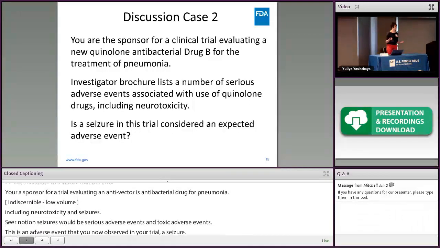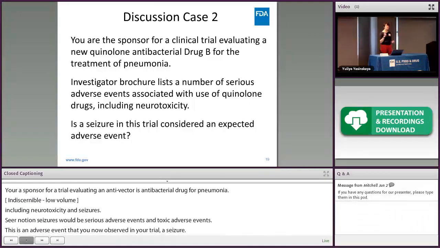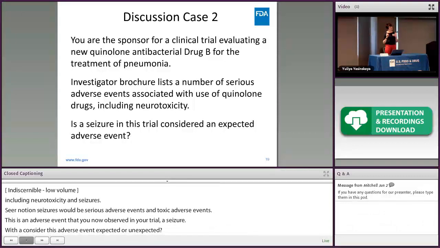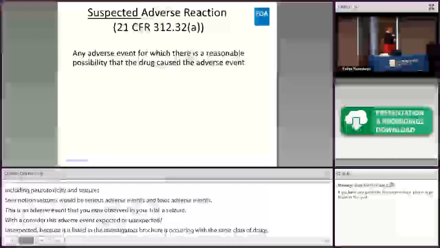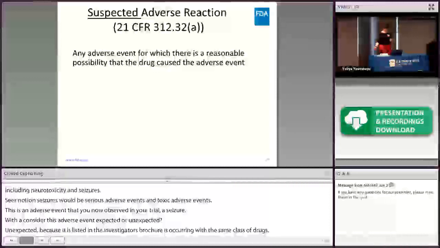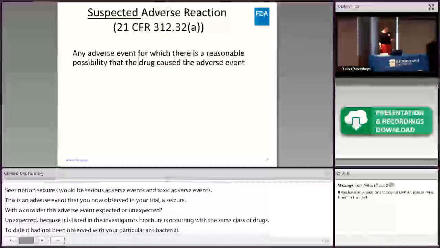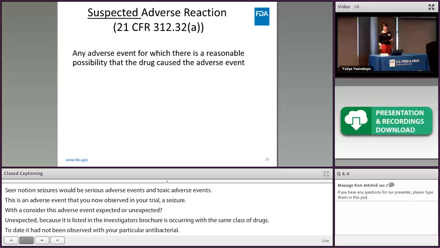Unexpected, because it's listed in the investigator's brochure as occurring with the same class of drugs, but to date it had not been observed with your particular quinolone antibacterial. So therefore, for reporting purposes, it would be considered an unexpected adverse event. And the last and very important definition that you need to go through is suspected adverse reaction.